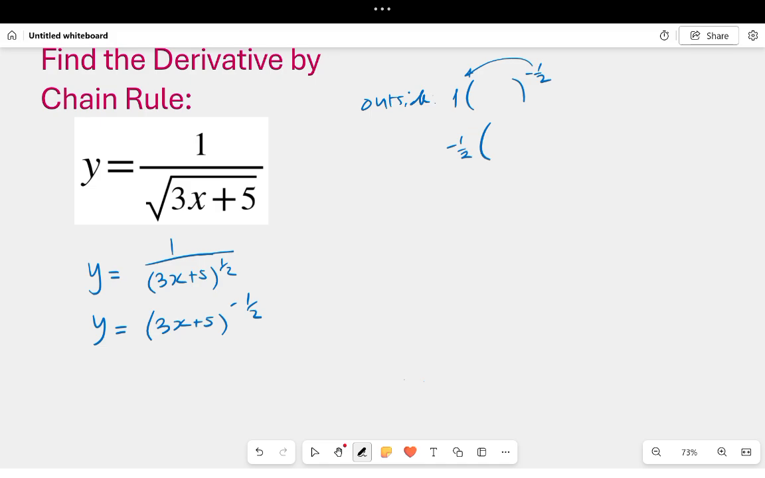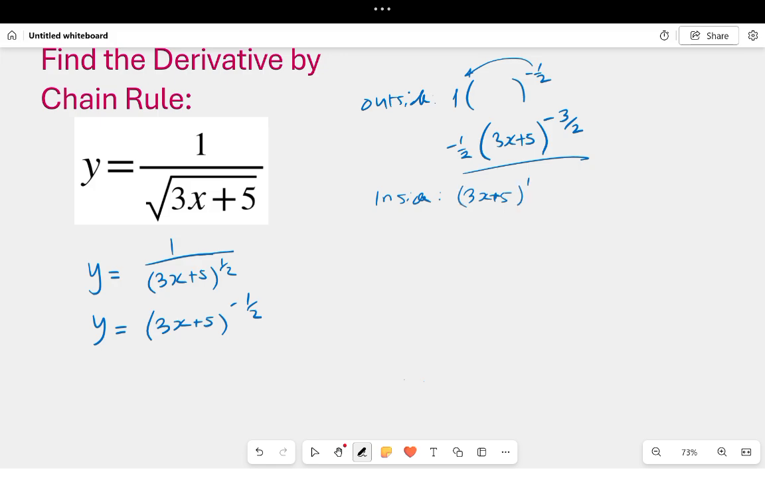Now we copy what was supposed to be inside the brackets, which is 3x plus 5, and then to power negative a half minus 1 is going to be negative 3 over 2. Now we are done with what is outside. Now, what about the derivative of what is inside? In this case, what we have inside is 3x plus 5.